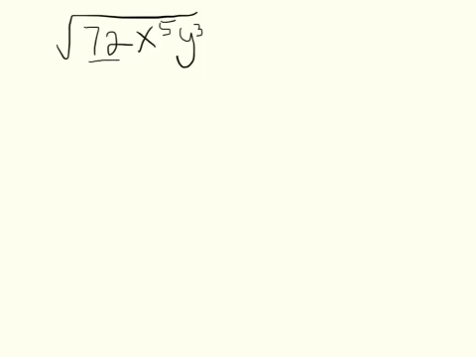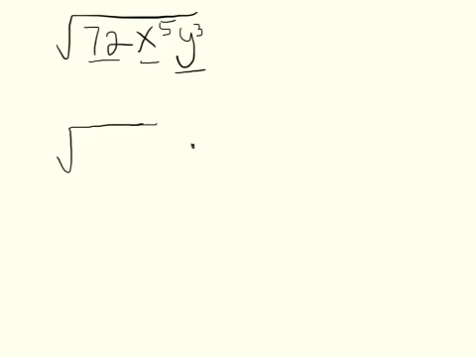So suppose we have a radical that looks something like this. Say we have 72 x to the fifth, y to the third, and we're looking to simplify it by pulling out any perfect squares. So we're going to look at each of these things separately. We have the number, we have the x term, we have the y term.